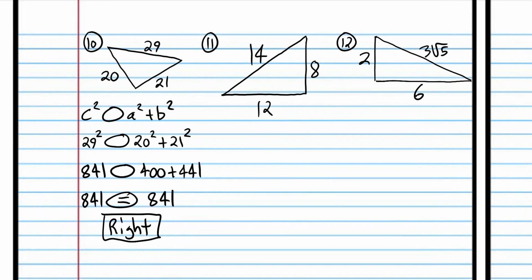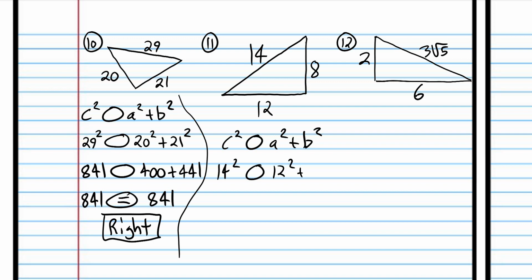Go ahead and try number 11. When you come back, we'll do it together. All right, we're back. We'll set up the structure here. The longest side is obviously 14, so 14 squared. And 12 squared plus 8 squared.